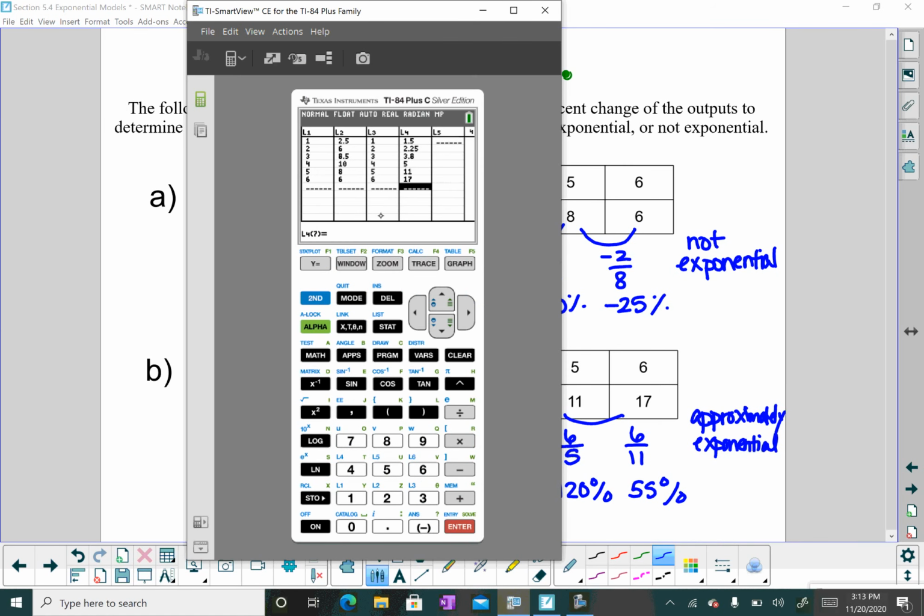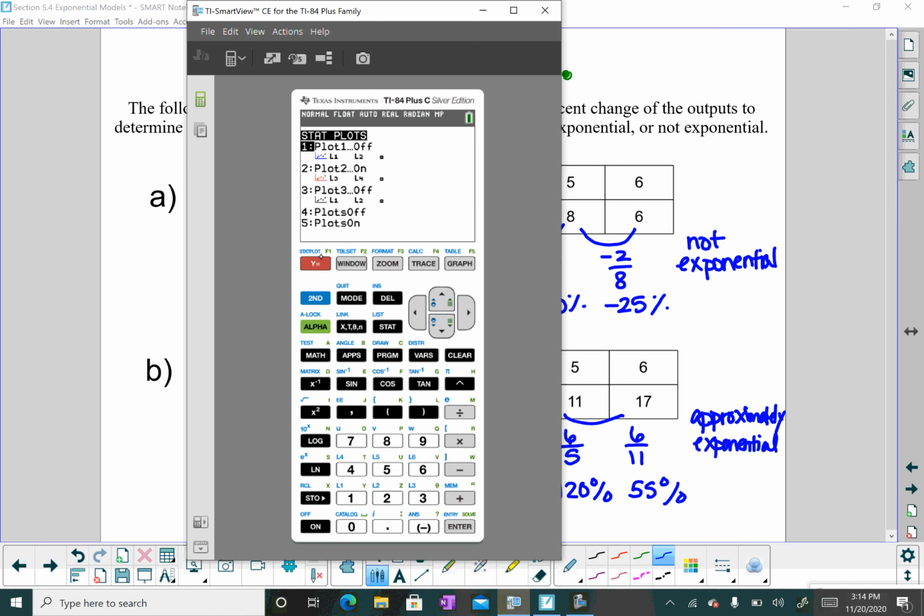So I went ahead and put all my data in here. You can see I've got it in L1 and L2 as my first set, and L3 and L4 as my second set. And I'm going to use my stat plots. You can just keep putting things in L1 and L2 if you don't want to get fancy with the calculator. So let's look at the first picture. Let me turn my plot 1 on, my plot 2 off, zoom 9. There's your first picture for part A.